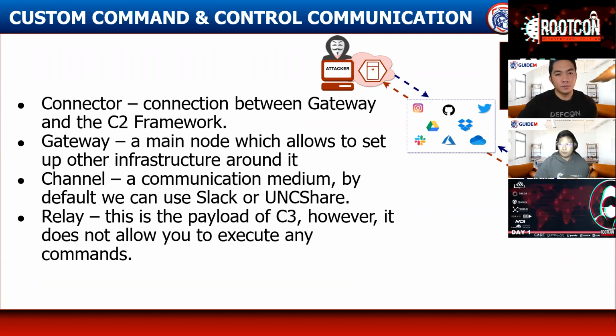These components of C3 will be much clearer in the demonstration later. We also have the channel, which is a communication medium. By default, we can use Slack or UNC Share, OneDrive. We can also optimize the use of G Drive and Dropbox as well. The channels are developed by contributors also, and there are out-of-the-box channels that we have used in this presentation as well.